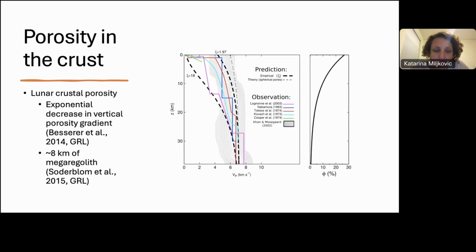Thanks to GRAIL and other analysis, we have some estimate of how the porosity changes with depth in the crust of the Moon. We know that roughly it's decreasing exponentially up to a certain depth, and some estimates suggest about 8 kilometers of megaregolith on the Moon. We can include that in shock physics simulations to try and get a better estimate of the pressures and temperatures being put into the crust and into the ejecta.